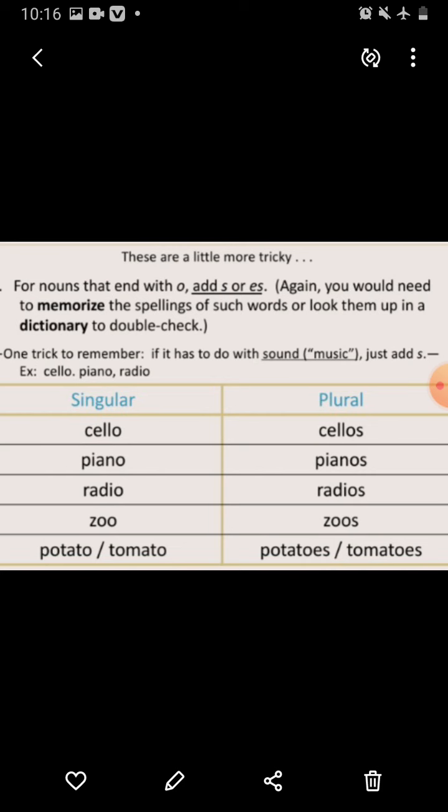Radio, radios. Here you are not going to add ES. Zoo, zoos. Just S will be here, not ES. But potato: if the potato is here, then you have to add ES, potatoes. If tomato is here, you have to add ES, tomatoes. Clear?